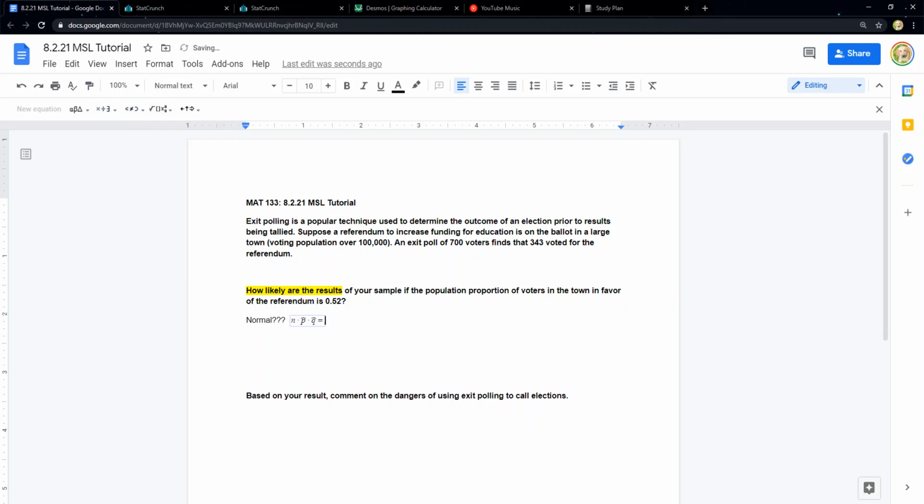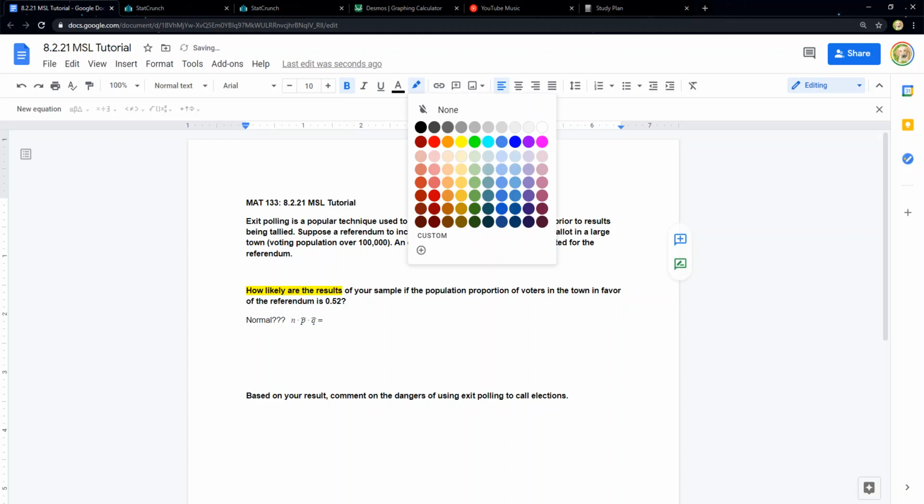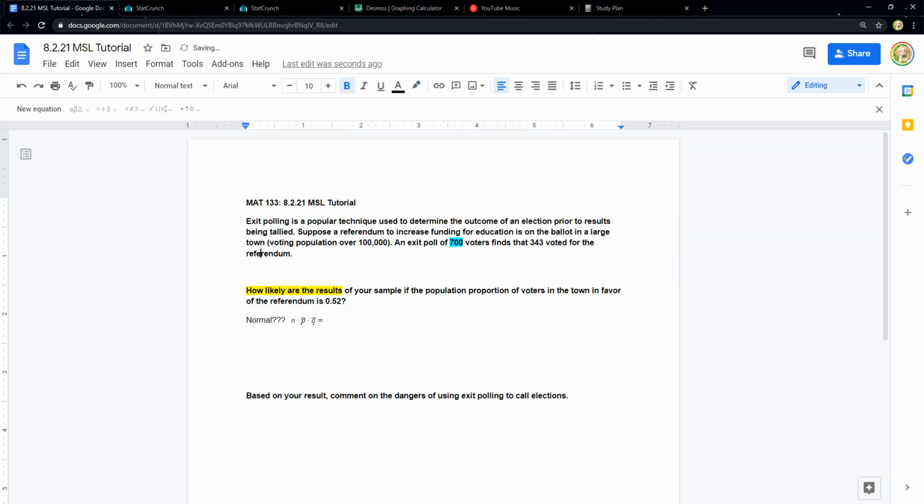All right. So n for this group is right here. So n is 700. Actually, I'm going to make a little note of that. Let me highlight that in blue here, and I'll just make a little note right below this that n is 700. That comes out of the exit poll of 700 voters. So that's our sample size, 700.